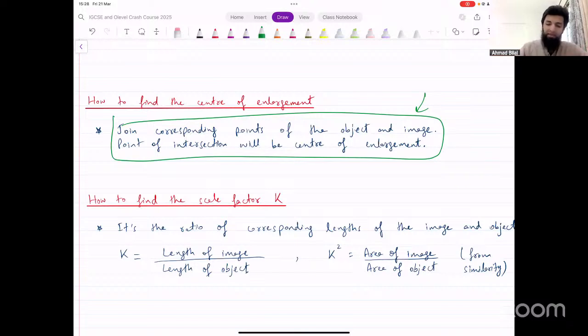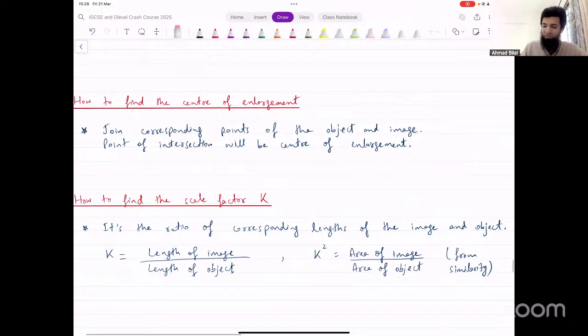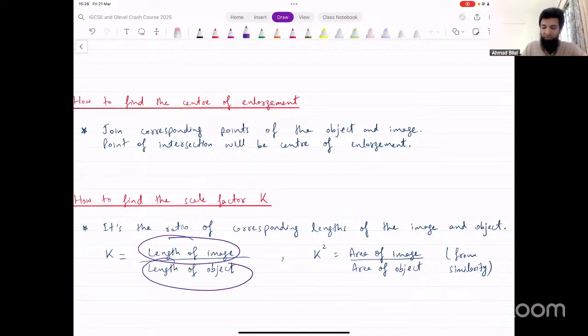Okay. And then how do you find the scale factor? It's just the ratio of corresponding lengths of the image and the object. So identify any corresponding sides, see what their ratio is, and that is going to be the scale factor. Okay, so if the scale factor is k, it's the length of one side of the image divided by the corresponding side of the original figure.